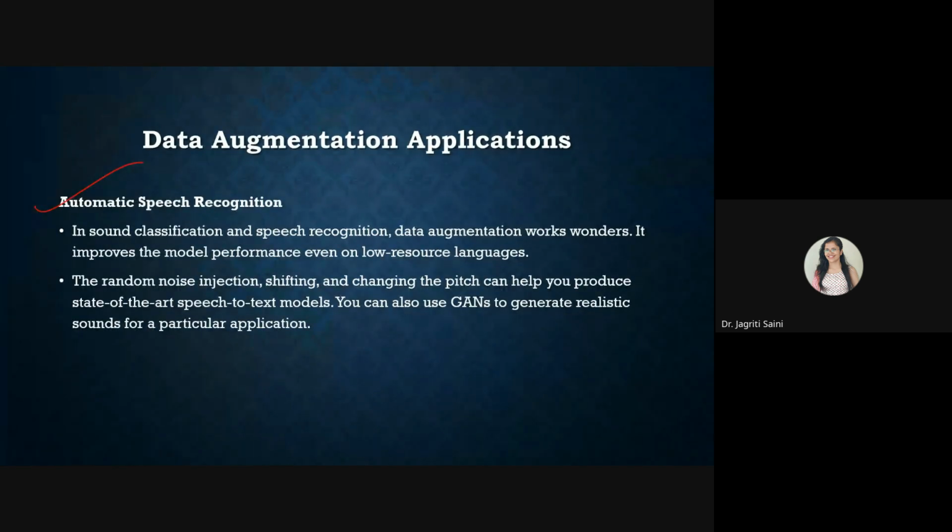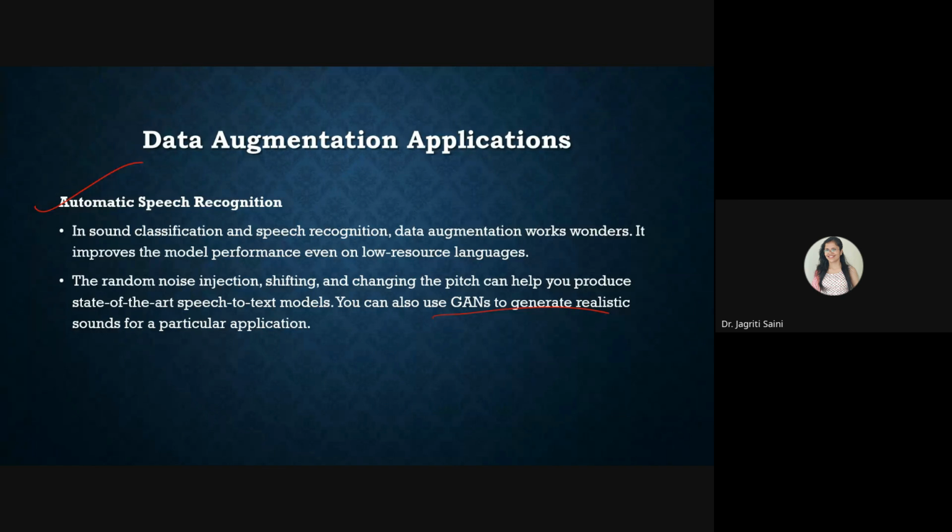We can also do these kinds of things with automatic speech recognition projects, where a large number of noise injections are possible, shifting, changing the pitch of your audio. All these things are possible in that. Similarly, speech to text models also may require some kind of augmentation. There also we can apply some additional words, or maybe some additional techniques for pitching, etc. And GAN models are popularly used for these kinds of applications to generate some realistic sounds.